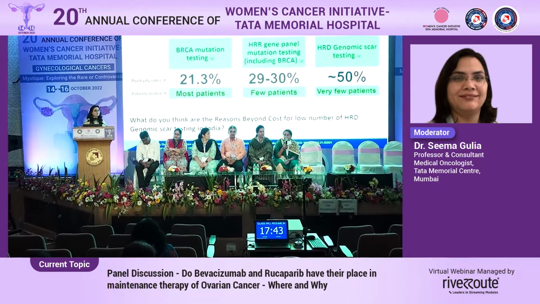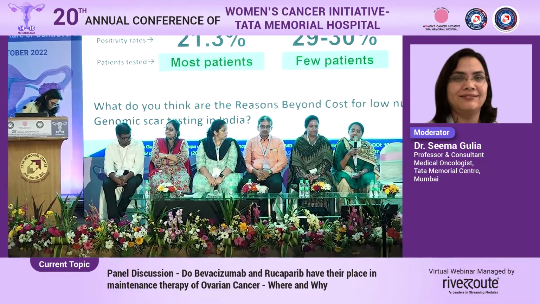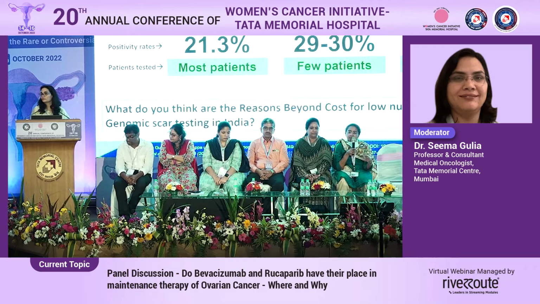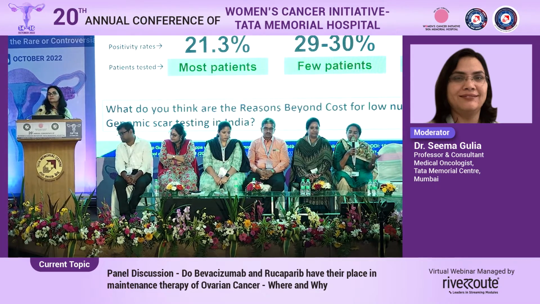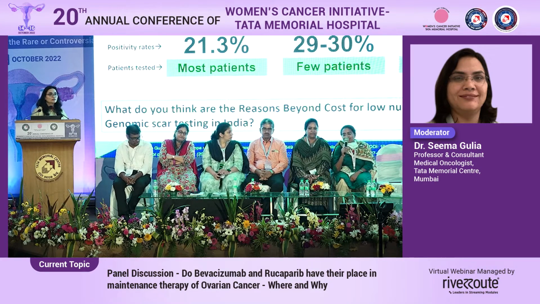See, because in that PAOLA-1 trial you didn't have an arm for this. How much does BEV add to PARP maintenance? That answer we don't know. BEV plus PARP is better than BEV alone, which is understood because she is BRCA positive. But is BEV plus PARP better than PARP alone? That answer we don't have. So then why combine the toxicities of both when the benefit is not substantial?